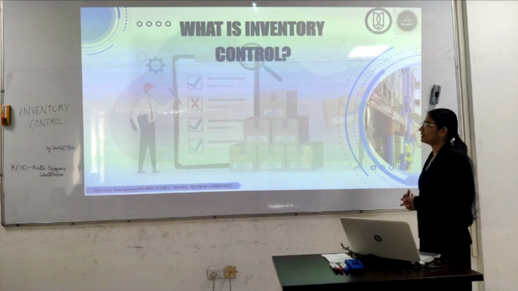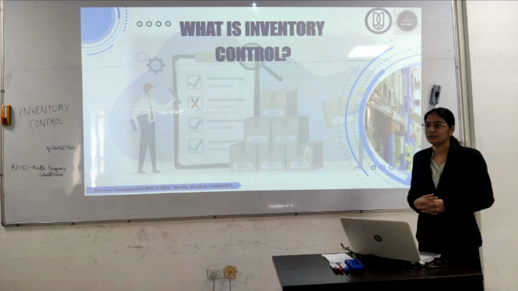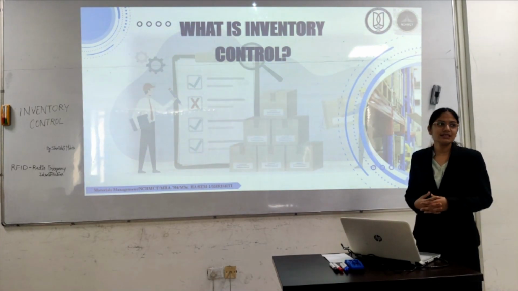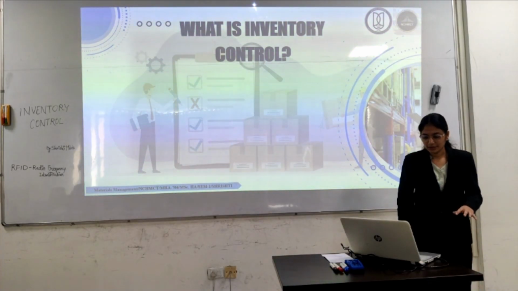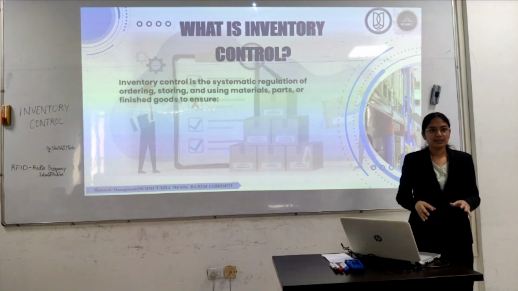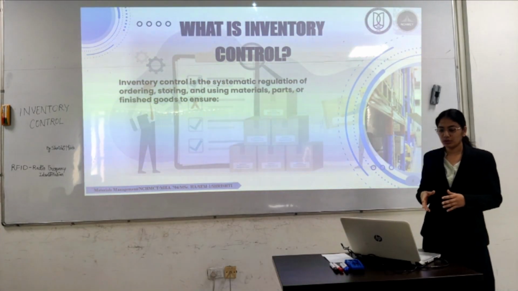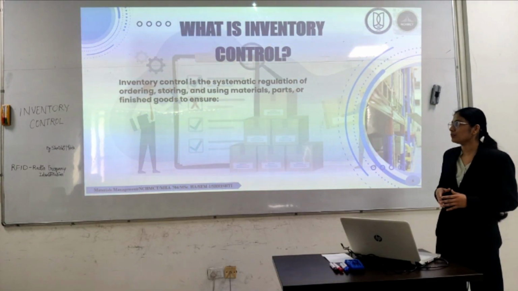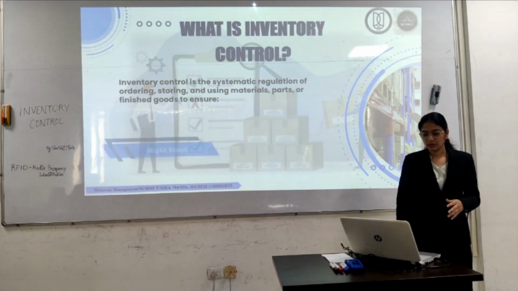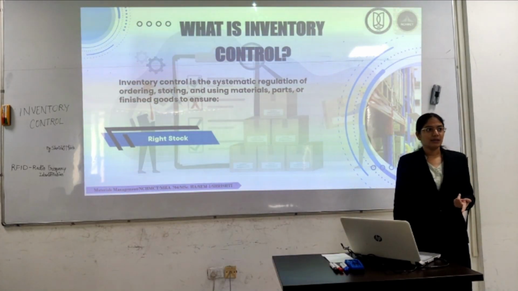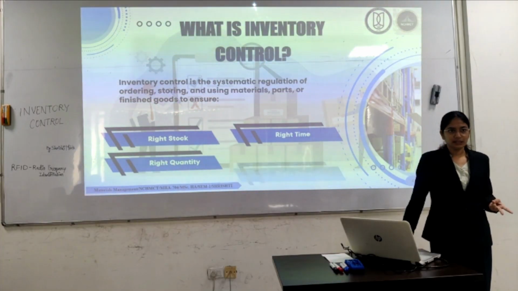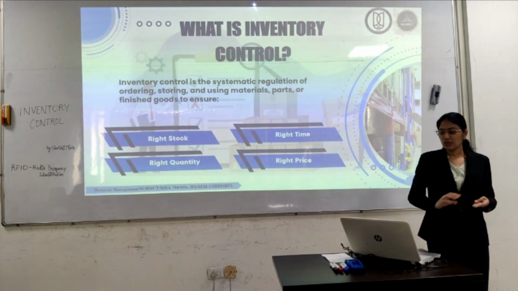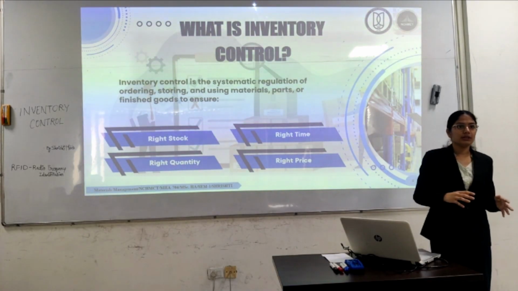I asked what is inventory. Inventory is basically stock materials which you have, which you will be storing. So what is inventory control? It is systematic regulation of ordering, storing, using materials, parts or finished goods to ensure that the right stock is available at the right time, in the right quantity, and at the right price, so that there is no shortage and no overstocking being done.